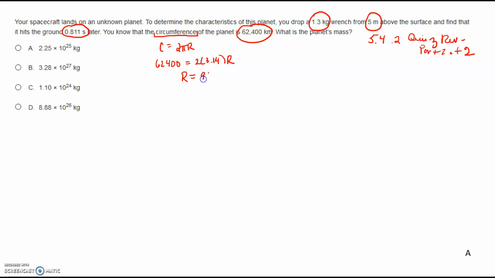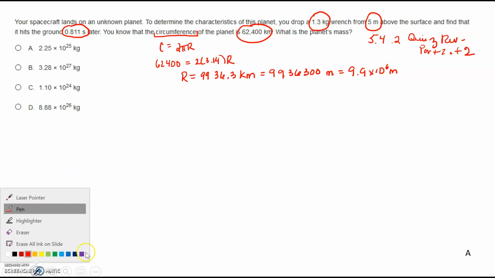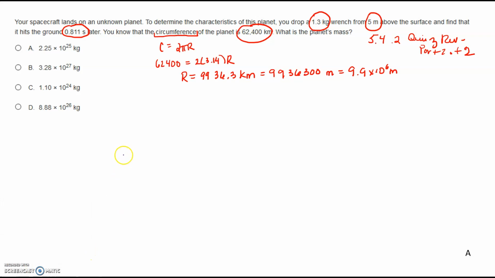So I get 9936.3, and this is in kilometers. So I have to change this into meters, and then I put it in scientific notation. Okay, let me change colors. Then the next thing I did, this is the first thing I did.